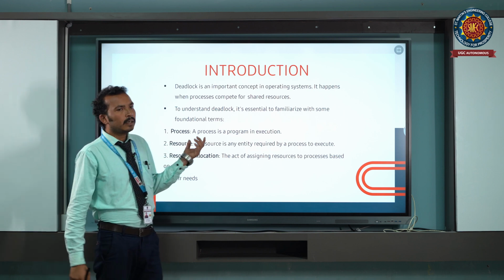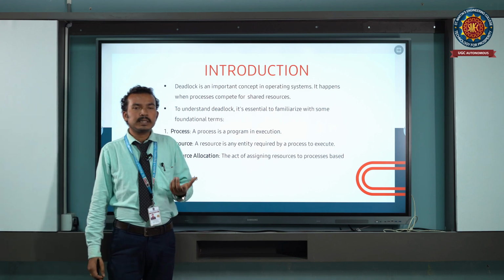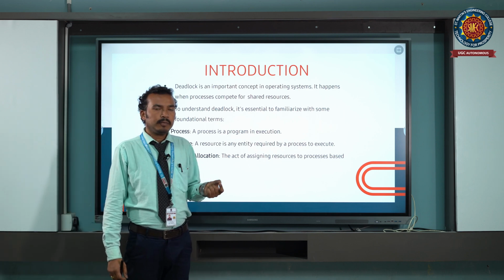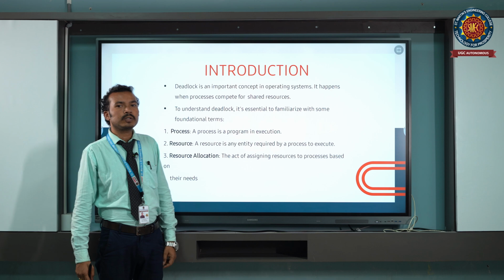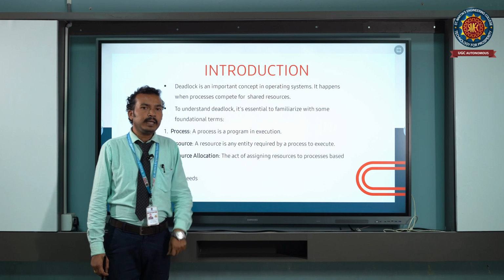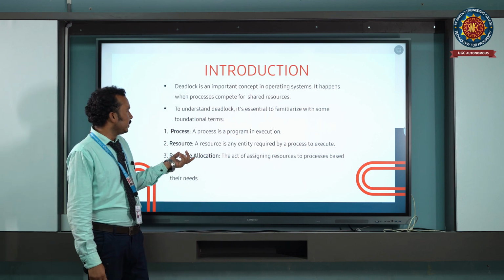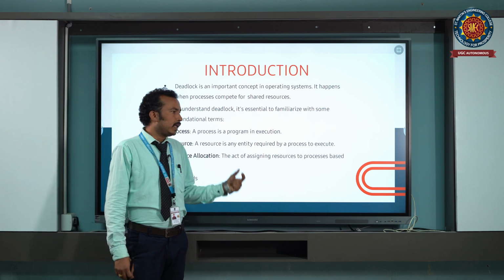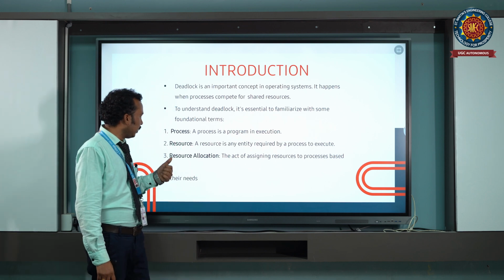In deadlock, these are the important terms. We need to know what is meant by process. Process is nothing but a program under execution for completing a particular task. Next one is resource. Resource is any type of entity required by the process to complete its execution. These resources are allocated to the processes by the operating system. If the resources are available, then only the process will complete its execution and its tasks.